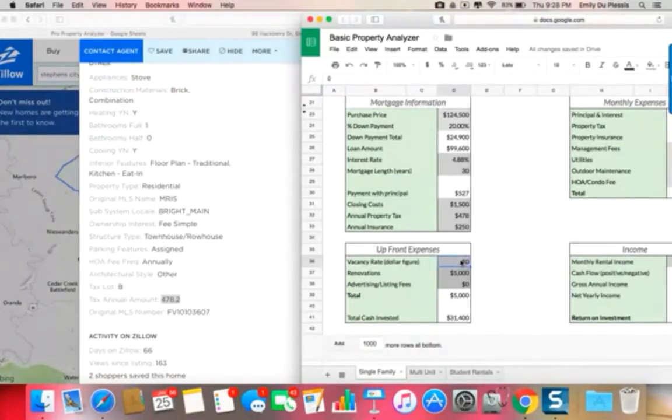All right, moving on, vacancy rate. I'm going to get to that in a little bit. I'm going to kind of skip over it now.